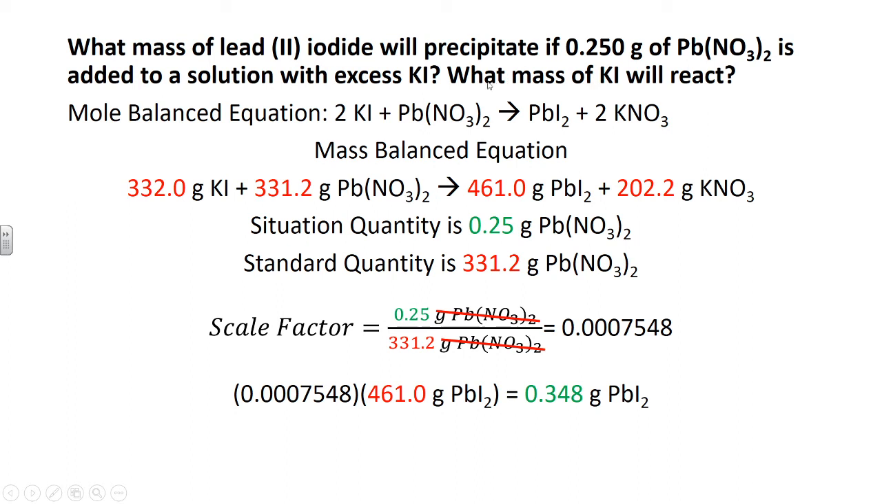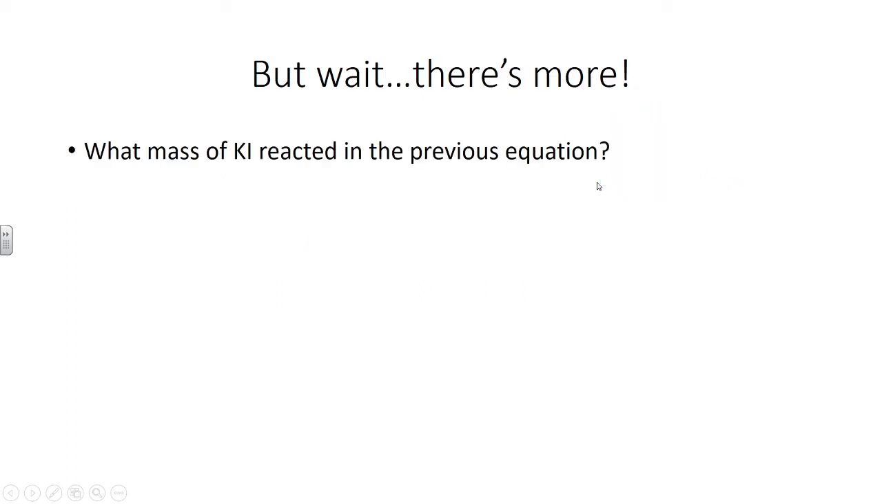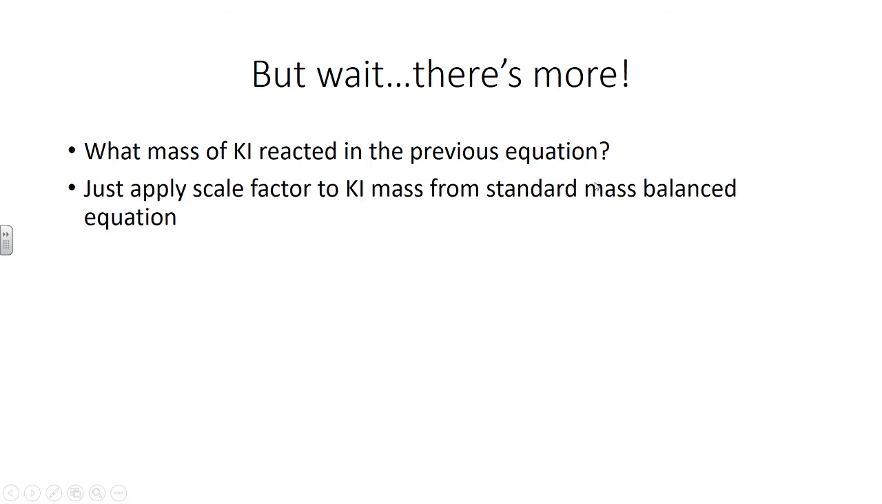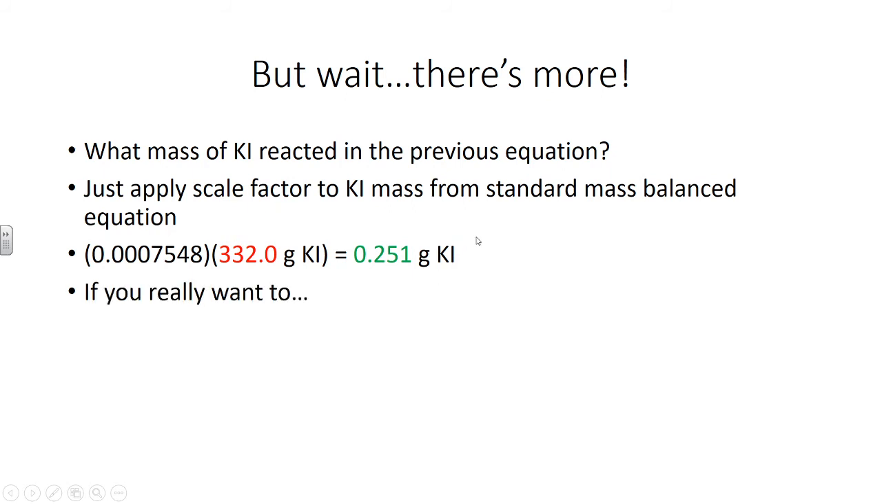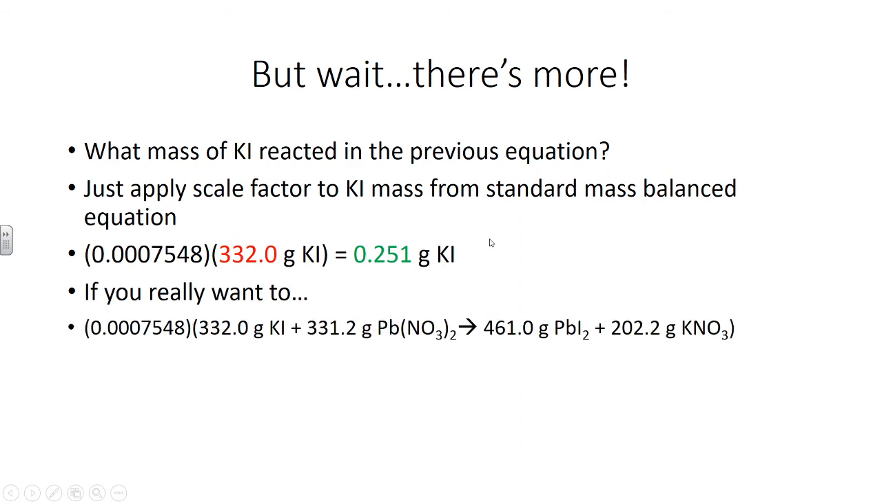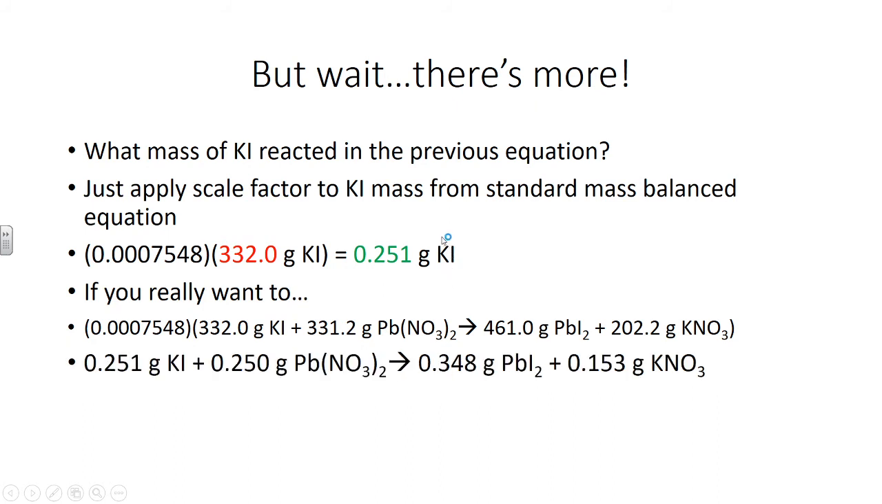Now, wait, there's more, right? What mass of KI will react? Well, let's just take the scale factor and apply it to the KI mass, and there we go, 0.251 grams of KI. Now, if you really want to, you can just go ahead and keep rescaling equations. You can just put the scale factor in front and just distribute it on through, as we learned in a previous video. And this is the entire rescaled equation. And then you can just pull the answers out of that.